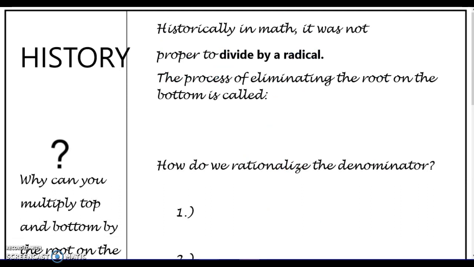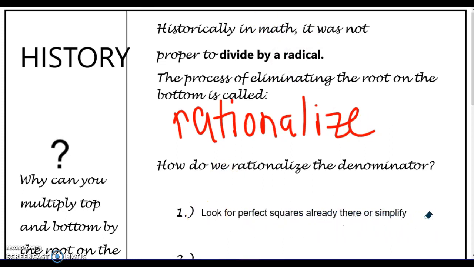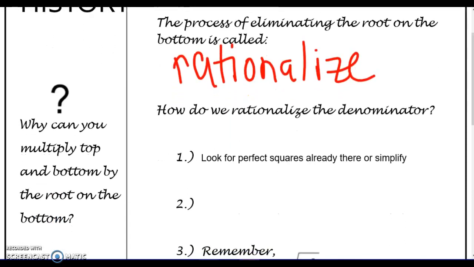Okay, so some history. Way back, historically in math, they did not want you to divide by a radical. So the process of eliminating that is what we call to rationalize the denominator. So how do we rationalize the denominator? Well, there are a few steps. First thing you do, always look for perfect squares that are already there. Are there any? If there aren't, simplify. Sometimes you can simplify right away, but it's better to look for perfect squares first and then simplify.